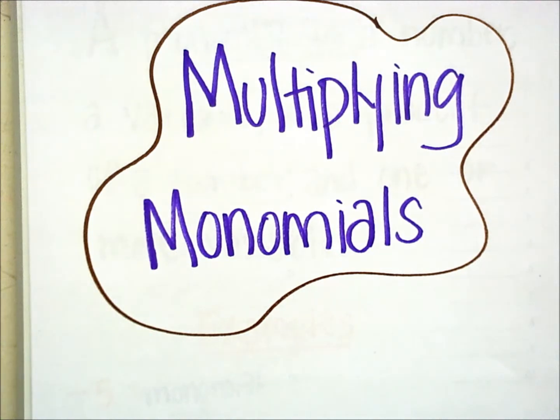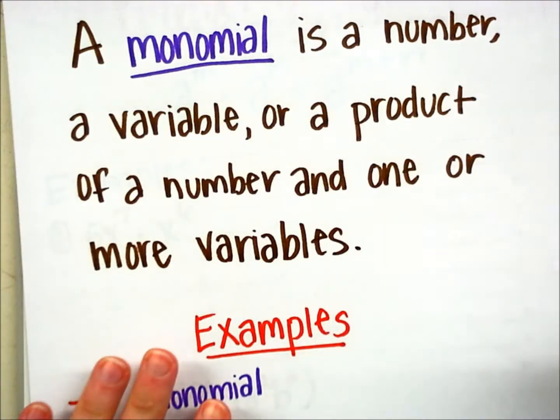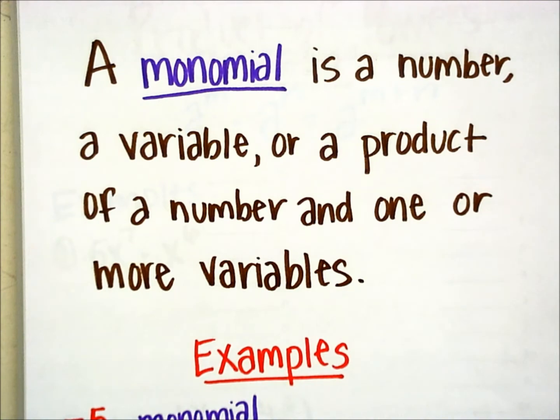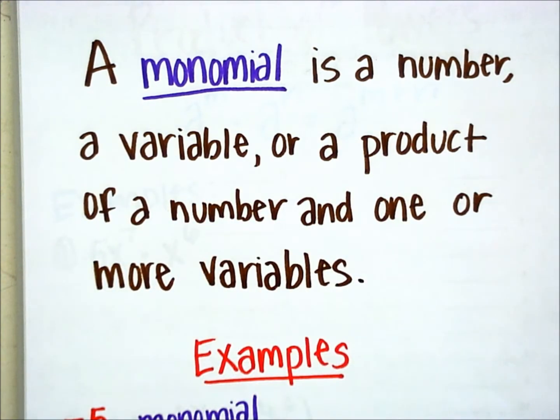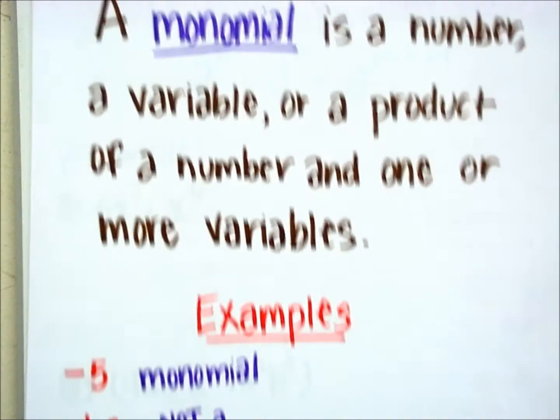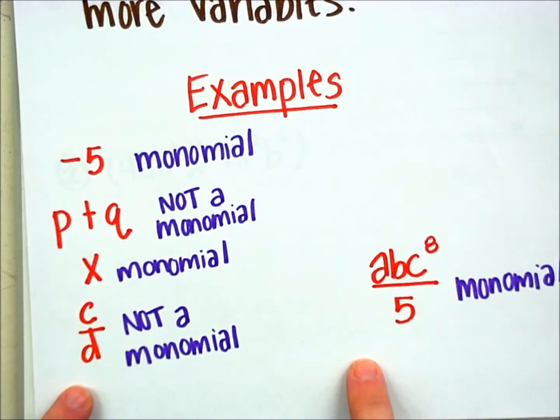In this lesson, we're going to learn how to multiply monomials. Let's begin by talking about what a monomial is. First off, a monomial is defined as a number, variable, or a product of a number and one or more variables. Here's some examples of what we're talking about here.